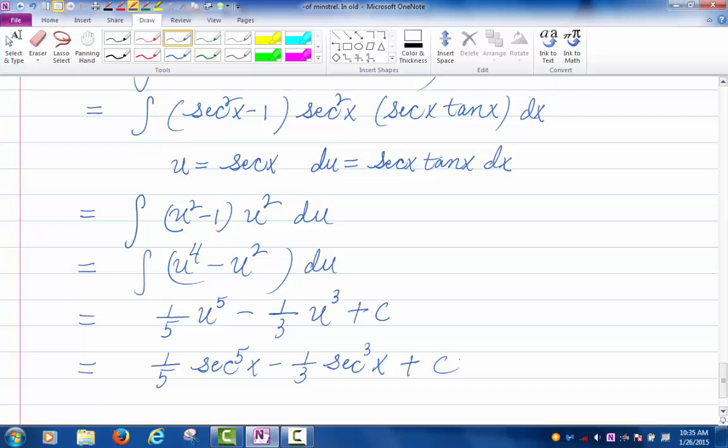You guys are okay with that example? So what are the cases we have looked at? We looked at the case when the exponent on secant is even. We looked at the case when the exponent on tangent is odd, and we have a factor of secant as well, right?